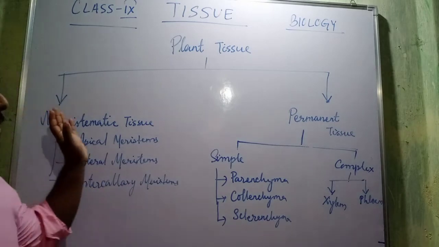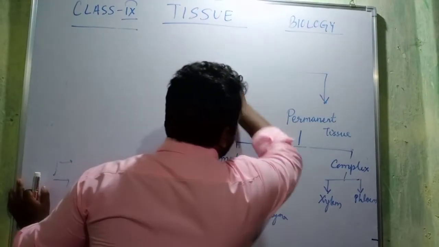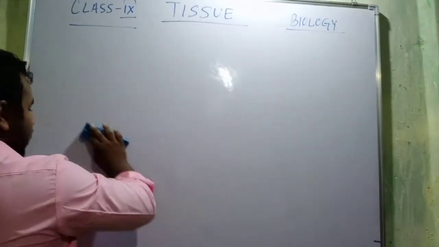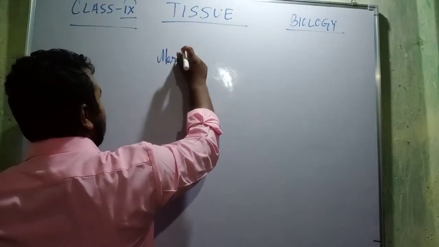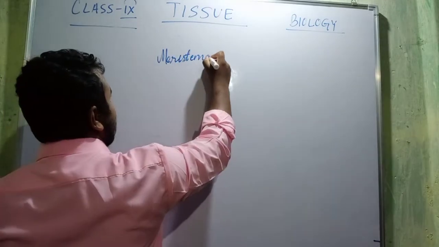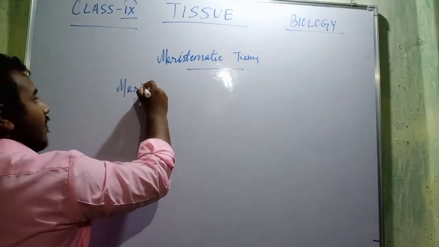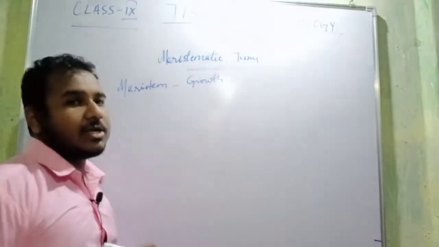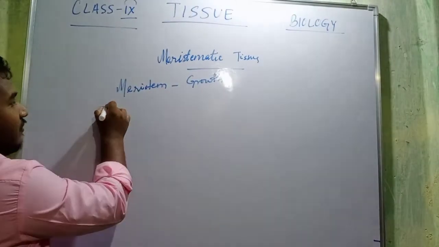We will be discussing it in detail. First of all, meristematic tissue. Meristem means growth. Any tissue related to growth in a plant comes under meristematic tissue, so it is also called growth tissue. Write it down. Meristematic tissue has the capacity of cell division, that is 1 to 2, 2 to 4, 4 to 8, like that. These are growing, and it is of three types.